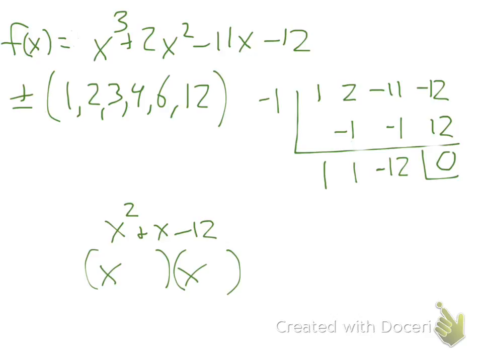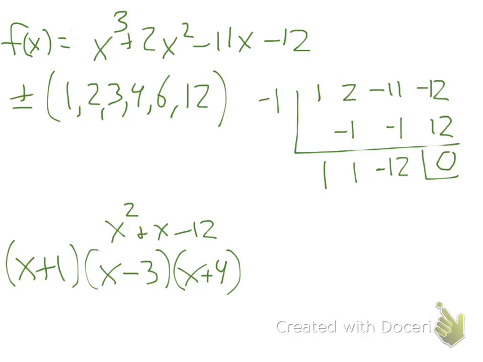X and x. What are the factors of 12? They'll give me a 1. 3 and 4. The middle number's positive, but the end's negative. So that means one's positive, one's negative. 4 is positive, 3 is negative. Don't forget that this one way over here is really x plus 1. Remember that? That's my factorization. I broke it down, I factored it.